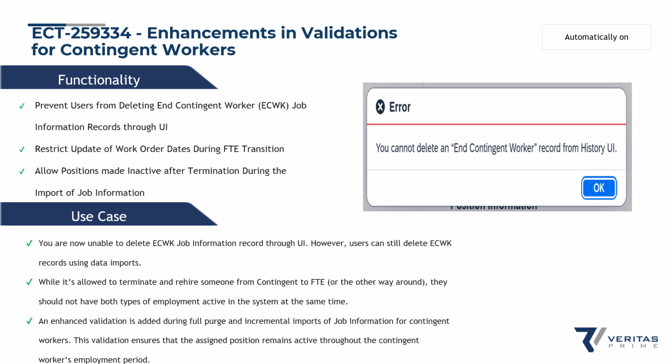While it's allowed to terminate and rehire someone from contingent to FTE, or the other way around, they should not have both types of employment active in the system at the same time. An enhanced validation is added during full purge and incremental imports of job information for contingent workers. This validation ensures that the assigned position remains active throughout the contingent worker's employment period.